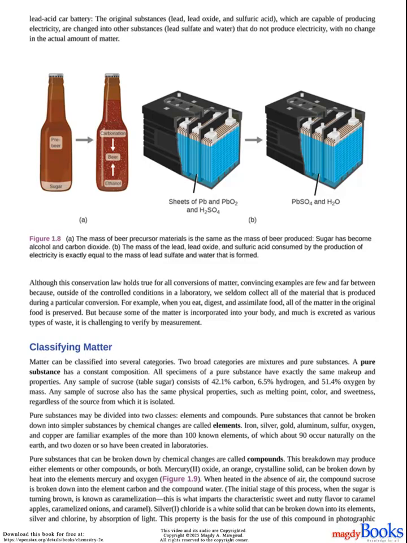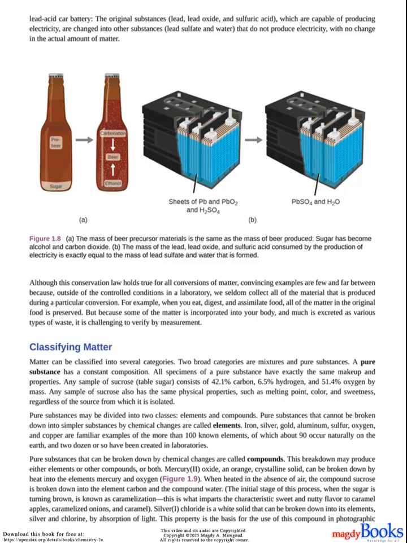Pure substances that cannot be broken down into simpler substances by chemical changes are called elements. Iron, silver, gold, aluminum, sulfur, oxygen, and copper are familiar examples of the more than 100 known elements, of which about 90 occur naturally on the Earth, and 24 or so have been created in laboratories. Pure substances that can be broken down by chemical changes are called compounds. This breakdown may produce either elements or other compounds, or both.